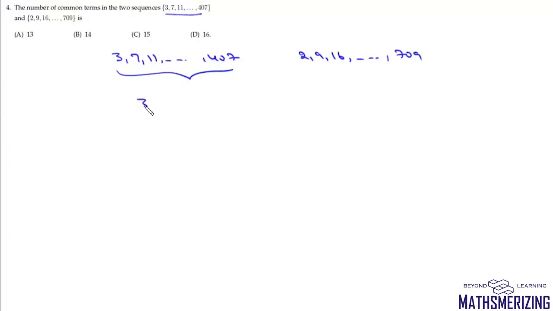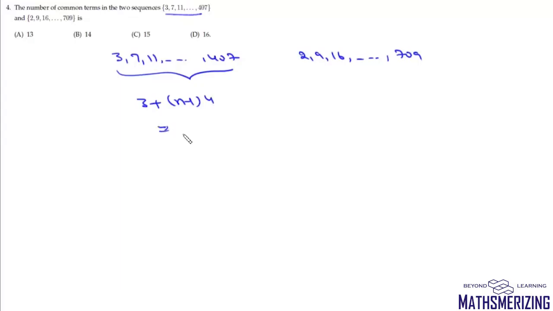Now question number 4 is we need to find the number of common terms in these two sequences, and the sequences are 3, 7, 11 up to 407, and here it is 2, 9, 16 and then up to 709. Now we'll write the general term for this sequence. So it will be 3 plus n minus 1, and the common difference here is 4.